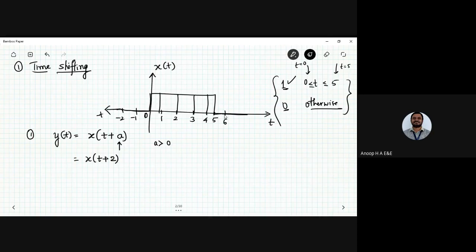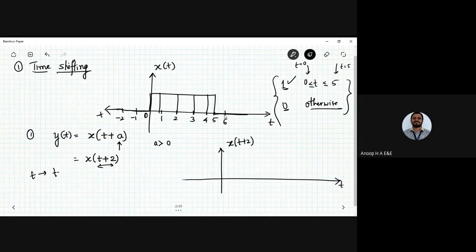If I want to represent this signal, which is x of t plus 2, again I have to draw the graph for it, where you will have the signal called x of t plus 2. So t is being replaced by t plus 2. The value of t, the independent variable here, is being replaced by t plus 2. So y of t equals x of t plus 2.